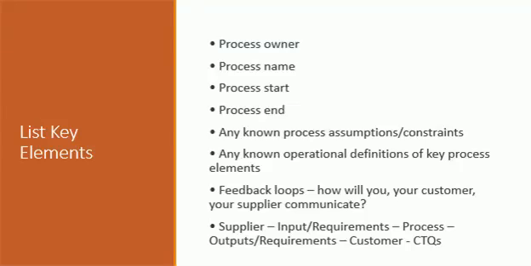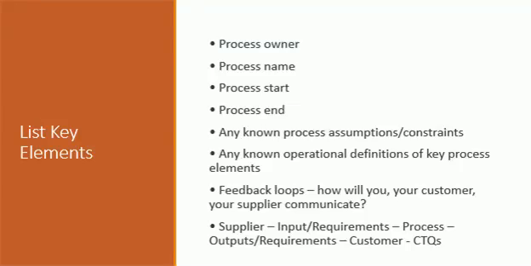Then you should know about the supplier input requirements, process output requirements, customer and critical to quality requirements. So basically when you come to this level of the SIPOC diagram, you must have worked on defining the voice of the customer, critical to quality requirements, key process output variables and key process input variables. Then you can easily create this SIPOC diagram.